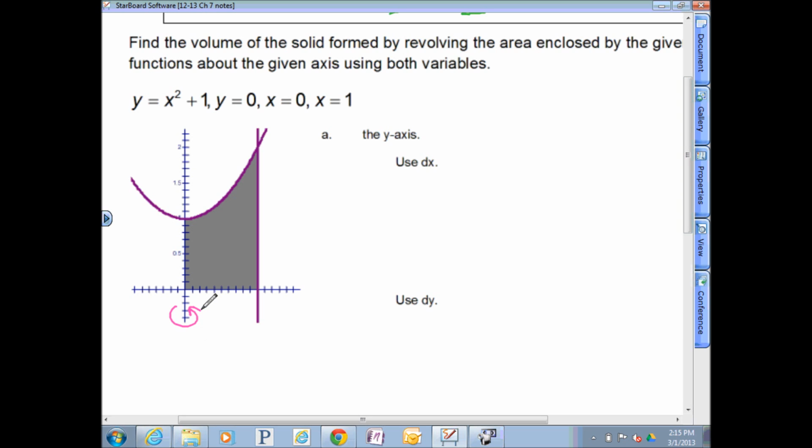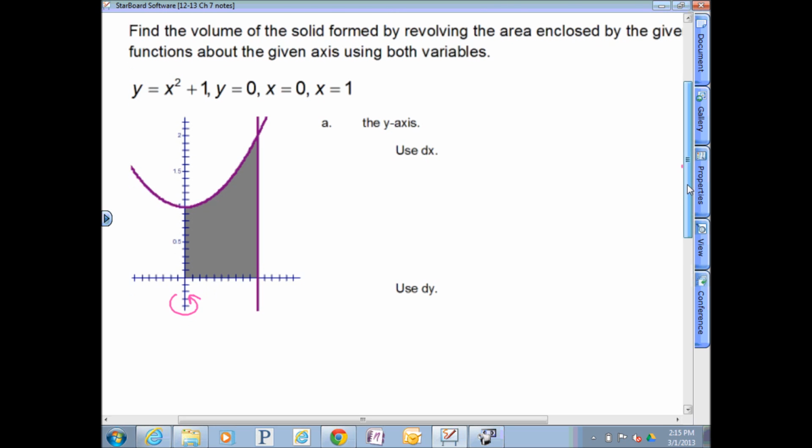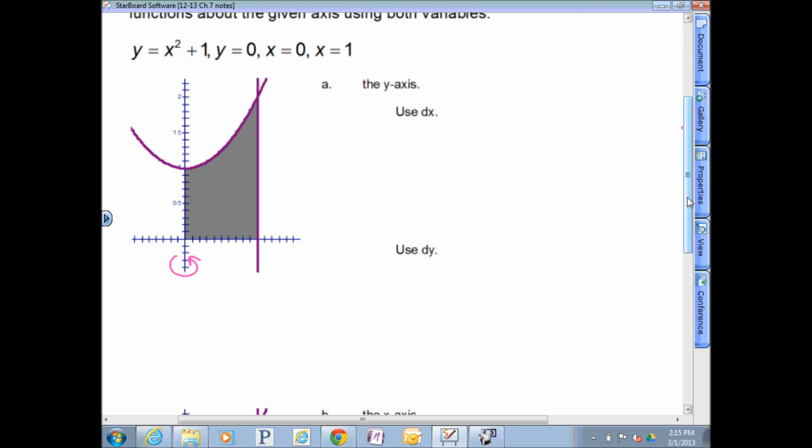The best thing you could do is give yourself that visual. Where am I taking it? So we're going about the y-axis. And you'll notice for each of these we're going to set up both an x integral and a y integral.